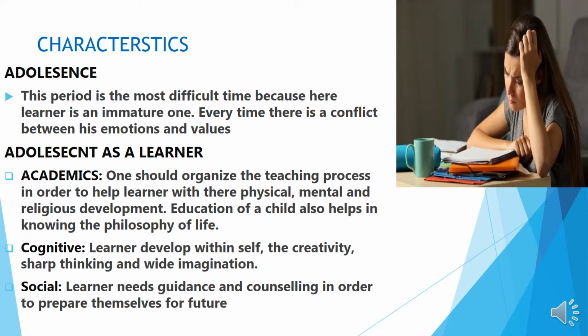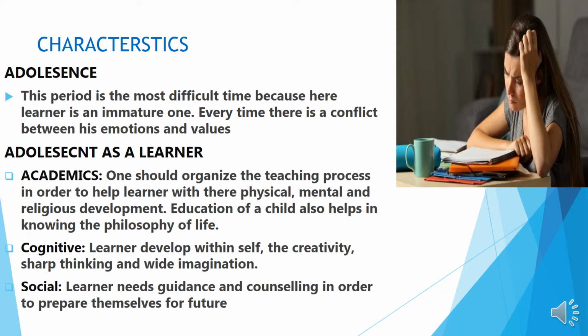Now he is going to be an adult learner, and so there are different changes in his life, be it in his academics, be it mental, physical, social, all sorts of changes are there. So this adolescence period is the most difficult time, because here the learner is an immature one, and every time he goes for anything to do, there is a conflict between his emotions and values. He is unable to understand what is good for him or bad for him. So this is the period of adolescence. Remember that the adolescence period is between the age of 12 to 13.